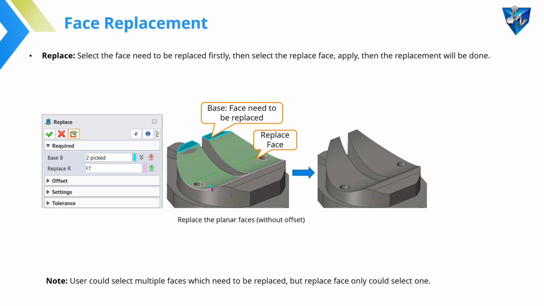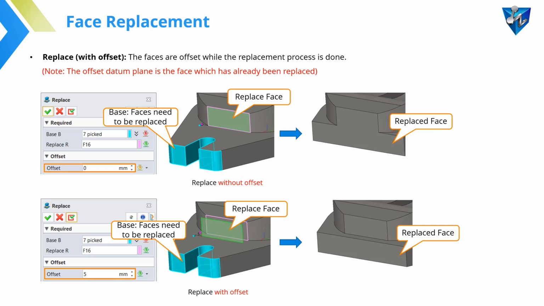As you can see, in the above replacement, the face is replaced without the offset. However, this tool also allows users to do the replacement with offset. As shown in the picture below, the replaced face will be offset when the replacement is done. Note, the offset datum plane is the face which has already been replaced.